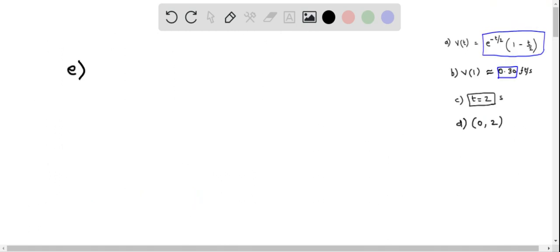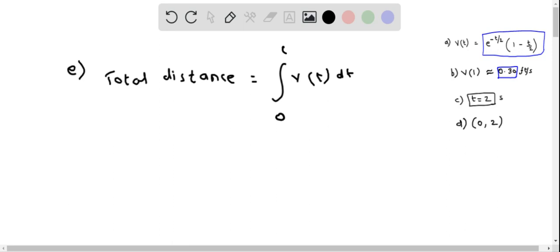In part E, we determine the total distance traveled by the particle in the first 6 seconds. So we write total distance. This basically equals the integral of v of t dt from 0 to 6 seconds. We know that at t equal to 2 seconds, the velocity is 0. And from part D, we have also understood that between 0 to 2 only, the velocity moves in positive direction. And after 2, that is from 2 to 6 seconds, it is moving in the negative direction.